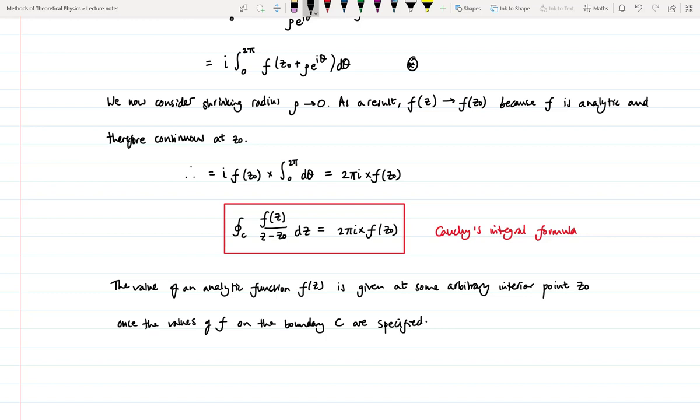In the next topic, we'll see that actually, if the value of the function f is known on the boundary C, then we also get the values of all of the function's derivatives at the point z naught as well. Moreover, if two analytic functions agree, in other words, take the same values on the boundary of a simply connected region, then those two analytic functions agree everywhere within that region as well.